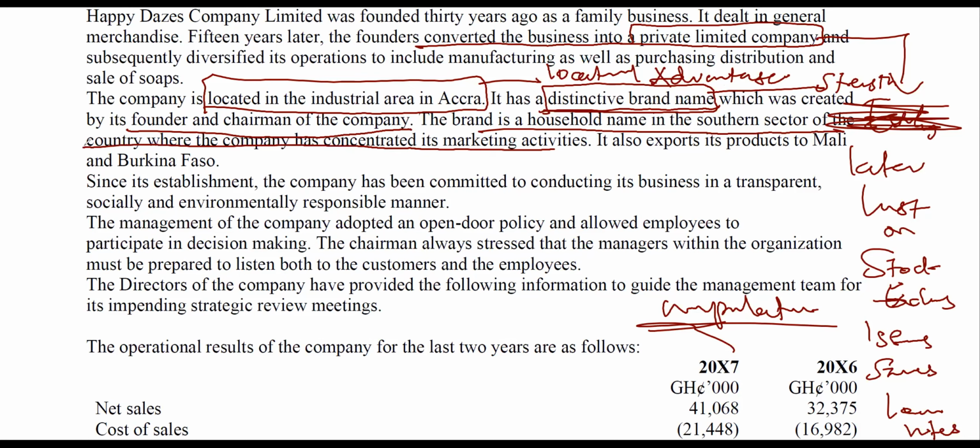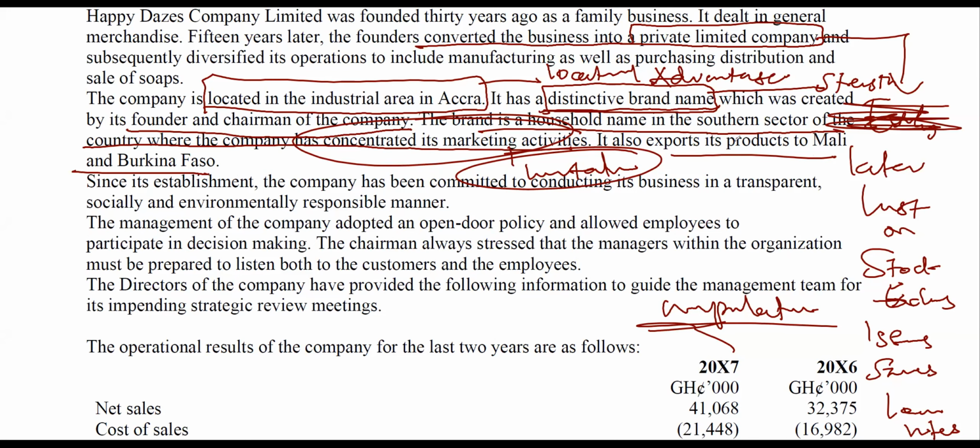The company has concentrated its marketing activities. This one tells us that the company has a limitation, because its marketing activity is only concentrated in the southern sector. It also exports its products to Mali and Burkina Faso. So they've told us it has a foothold in other markets. But within Ghana itself, it has concentrated its marketing activities only in what?